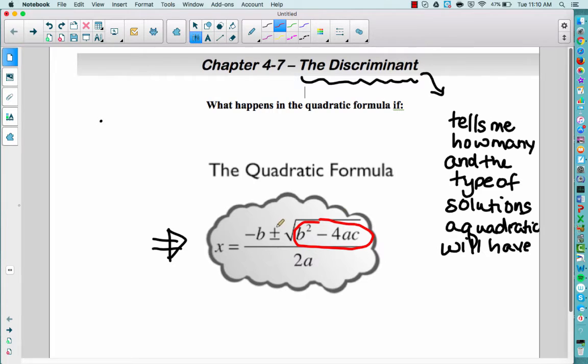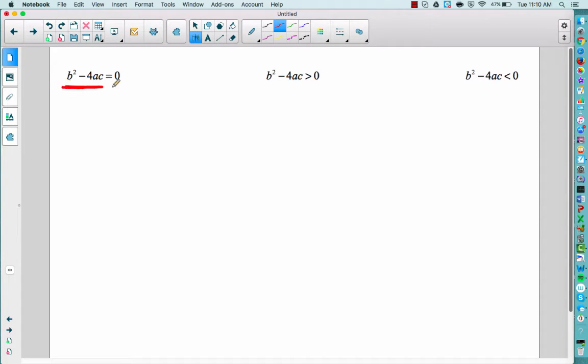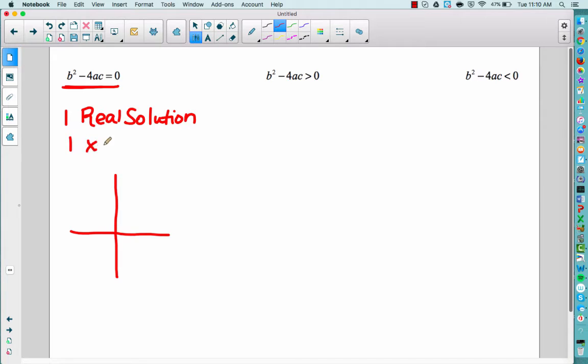So let's think about that. Do you notice that there's a plus and minus in front of it? Well, I'm going to start with b squared minus 4ac. If we plugged in all the values and we got it to be 0, meaning it equaled 0, well, that plus minus would go away, and that would give me one real solution. So if the discriminant actually simplifies to 0, then there will be one real solution. And that means actually one x-intercept. Okay, so one x-intercept. And the graph's going to look something like this. It's going to touch the x-axis like that.